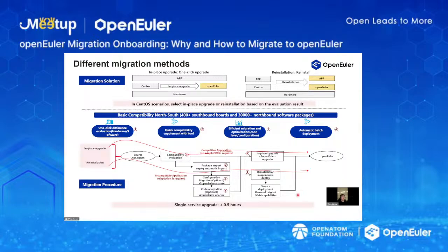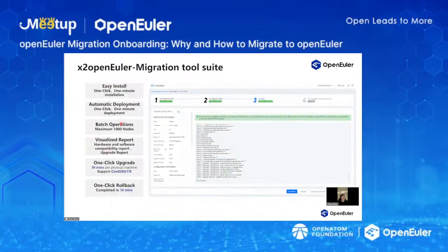This is the GUI of X2 openEuler migration tool. It can be easily installed in your own environment, and the deployment can be completed within 1 minute. It can support a maximum of 1,000 nodes to perform the upgrade at the same time. It can display hardware and software compatibility reports and upgrade reports in the GUI. It can migrate a physical machine from CentOS 7, 6, or 8 to openEuler in less than 30 minutes. And with just one click, the newly installed OS can also be rolled back to the original OS in 10 minutes.